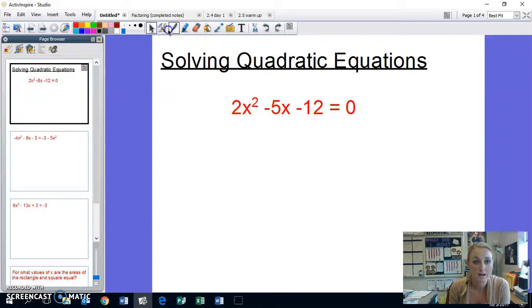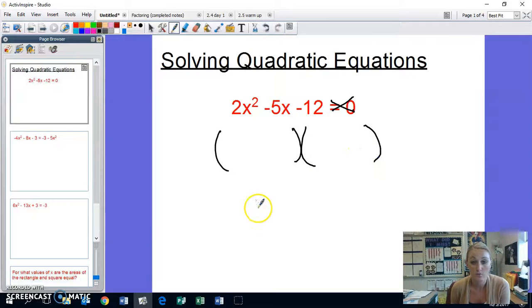Hey guys, so today we are going to continue practicing factoring, but instead of just factoring the expression, we're actually going to solve the entire equation. When you're solving a quadratic equation, one of the best ways to solve it is by factoring. So you're going to rewrite the expression as a product of its factors. We'll just ignore this equals 0 for now. And the first thing we want to do is figure out how to factor this into two binomials.